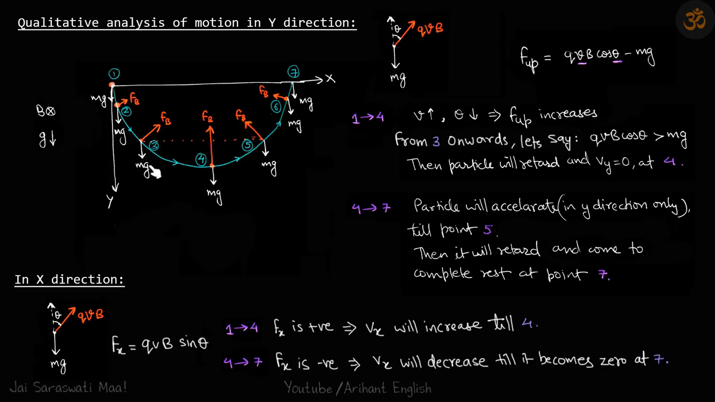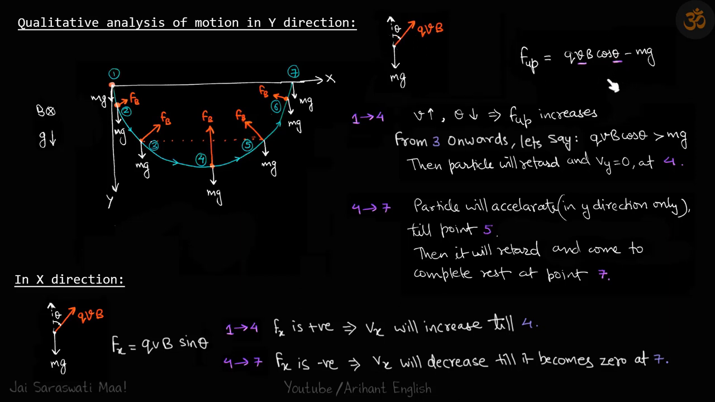Also at any point the direction of F_B is perpendicular to the trajectory. Now let's see, what is the force upwards? It will be qvB. At any general point, let's say the angle between the vertical and F_B is theta. So at any general point, F upwards is qvB cos theta minus mg.